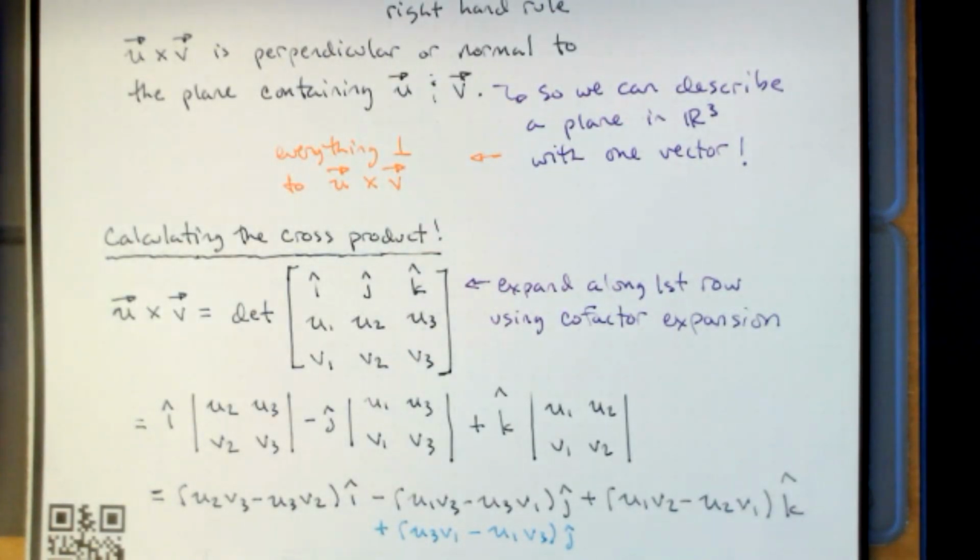Or you could use the mnemonic device that I use to remember my trig ratios. Sine is opposite over hypotenuse. Cosine is adjacent over hypotenuse. Tangent is opposite over adjacent. That's the one that I use. I might not be the most creative person. Yeah. Any questions?